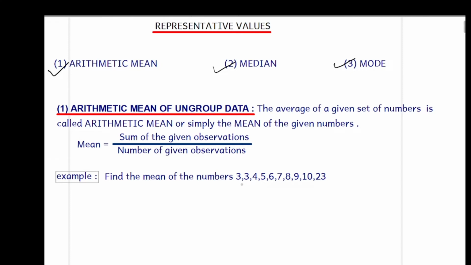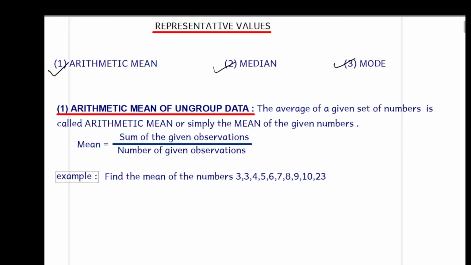Ungrouped means these are not in a group. Suppose there are some numbers between 0 to 5, so we make one group, 0 to 5. Again 5 to 10, some numbers lie in this group, so these are called grouped data. But ungrouped means we do not need to make the group. That is called ungrouped data.